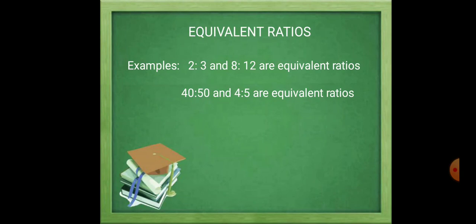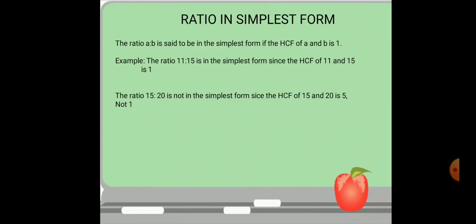Next, let us see how to find whether the given ratio is in the simplest form or not. The process is to check whether the HCF of the terms of the ratio is 1. The ratio A:B is said to be in the simplest form if the HCF of A and B is 1. For example, let us take the numbers 11:15. First find the HCF of 11 and 15. Obviously the HCF of 11 and 15 is 1. Then we can conclude that the given ratio is in the simplest form.